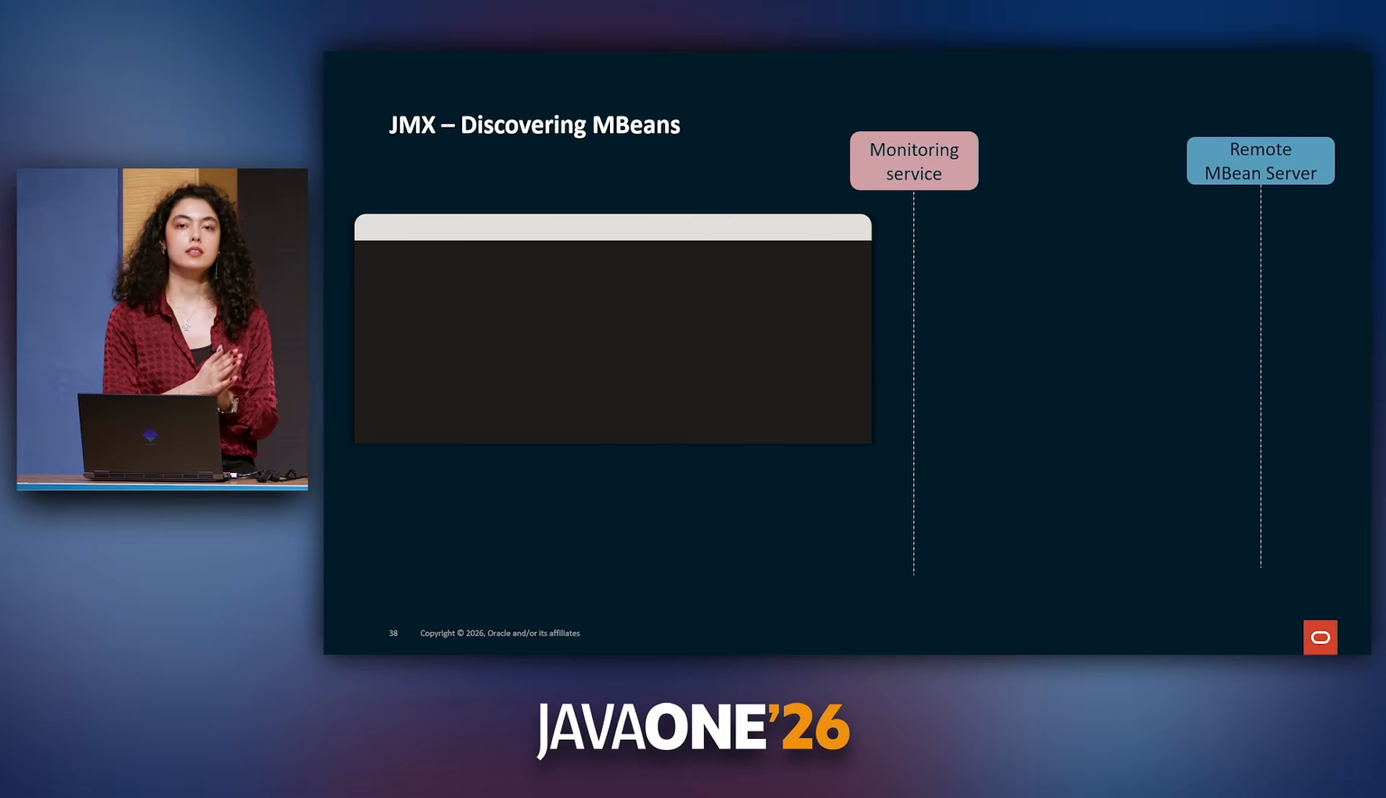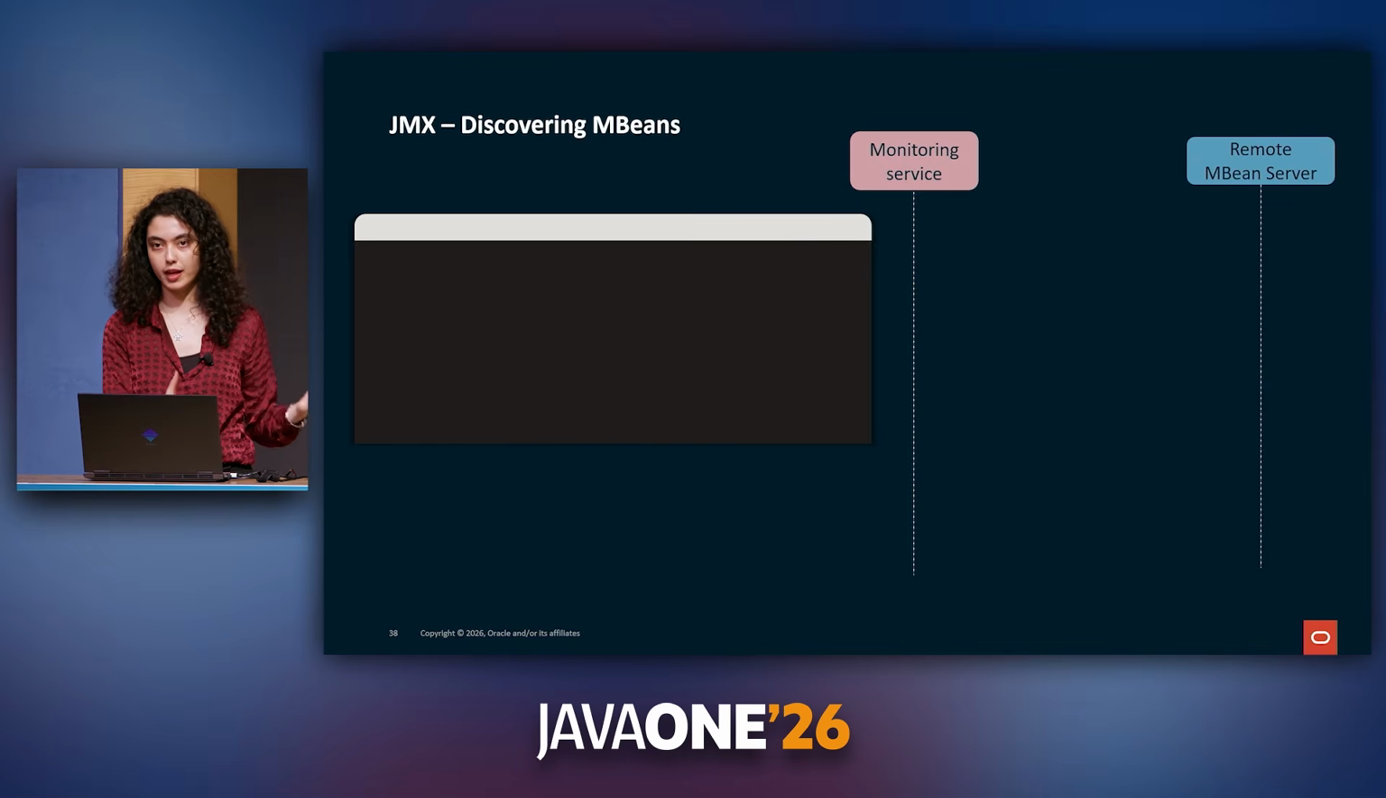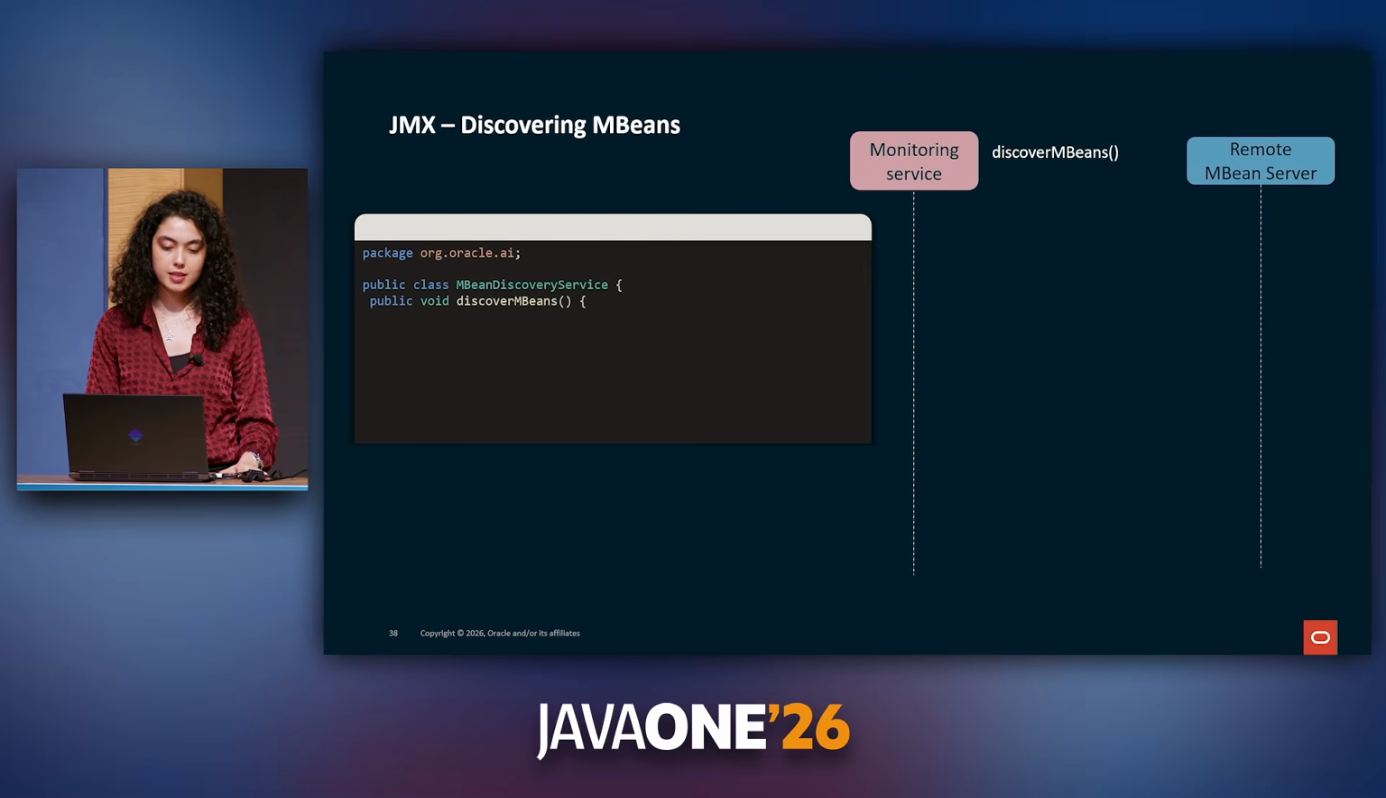So far, we created the MBean and registered it to the MBean server. Now we are on the monitoring service side, and this system doesn't have any idea what kind of microservices or what kind of MBeans are out there. That's why we named our class MBeanDiscoveryService. We're going to discover.